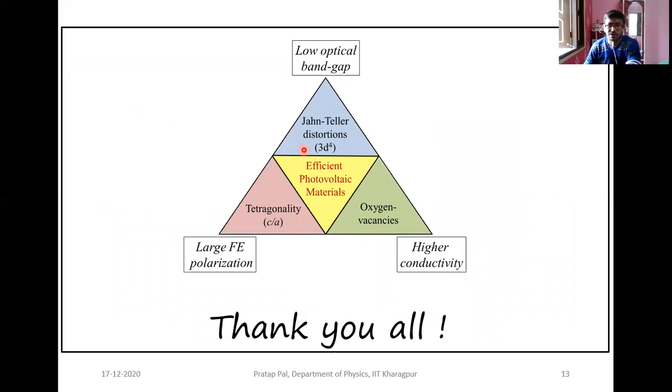We have also found the controlling parameters behind tuning of these physical properties like band gap, polarization, and conductivity. We found that octahedral distortions tune the optical band gap, tetragonality tunes the polarization, and oxygen vacancy helps in controlling the conductivity. Though due to time limit, I have not been able to discuss the role of all these parameters in detail. So I'm sorry for that, and thank you all for listening.